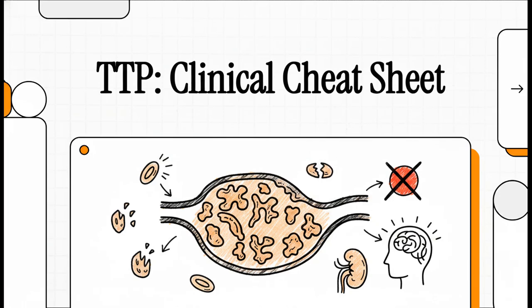Today we're diving straight into a highly logical cheat sheet breakdown of a true life-threatening hematologic emergency. I know you're looking for a focused, direct understanding, so we're going to build a really clear step-by-step mental model of thrombotic thrombocytopenic purpura. Let's get right into it.